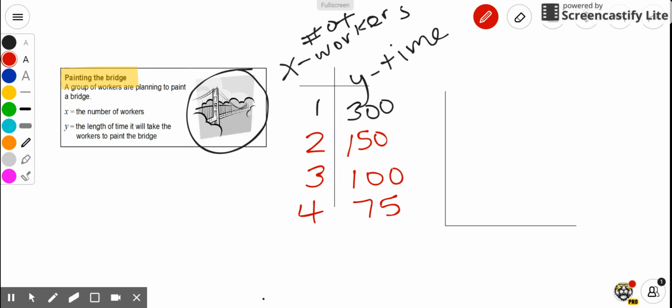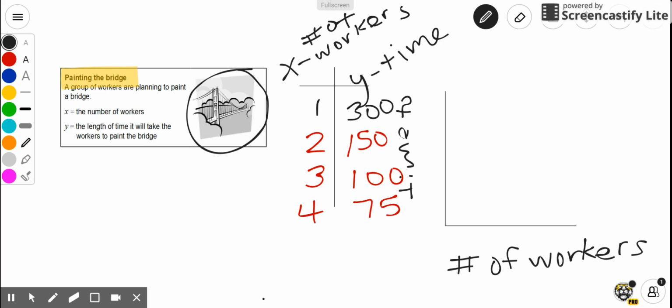Before I begin that, though, I just made up that 300 hours. It could be whatever you want. The point of this is to get the right shape. Okay, so as long as you are following the parameters of the problem, you're going to get the right shape. So I've got number of workers on my x-axis. And on my y-axis, I have time to paint.